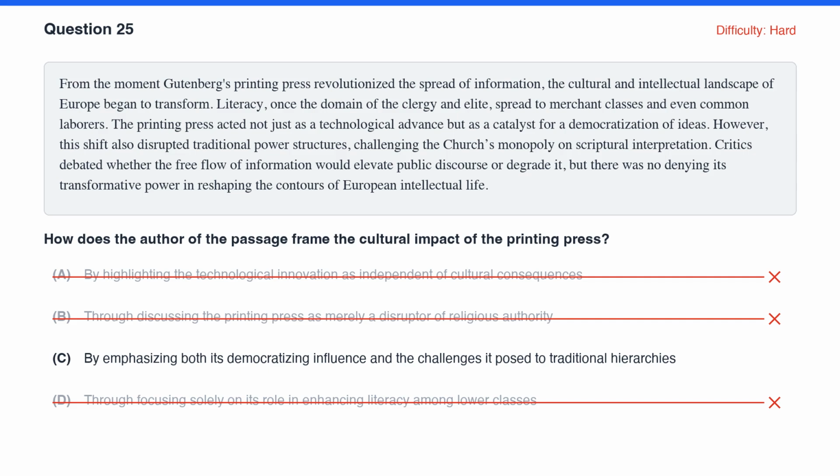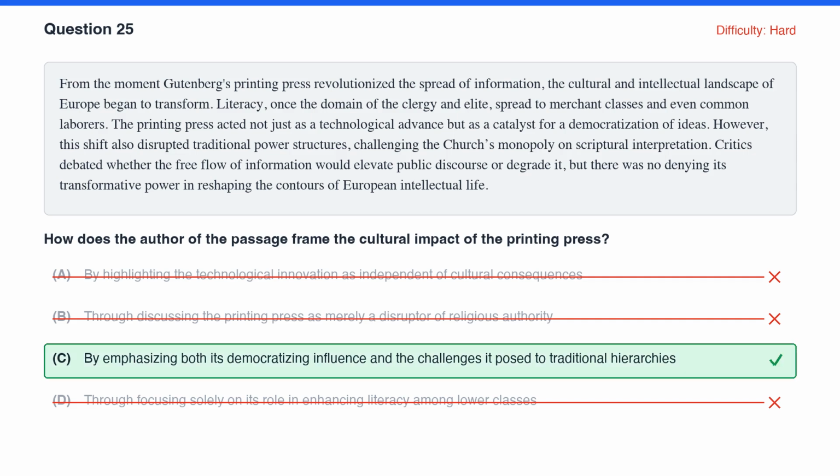Choice D also reduces the passage to a single thread. Literacy is mentioned, but the author goes well beyond the lower classes to address debate, power, and intellectual life overall. Choice C is correct because the passage explicitly names a democratization of ideas and also describes how the press disrupted traditional power structures, challenging the church's monopoly on interpretation. That dual emphasis on democratizing influence and challenges to hierarchy is exactly what C captures.